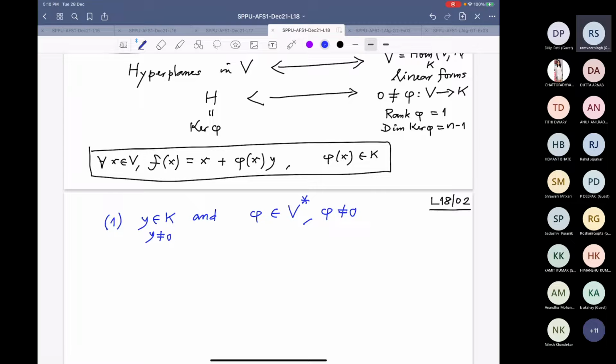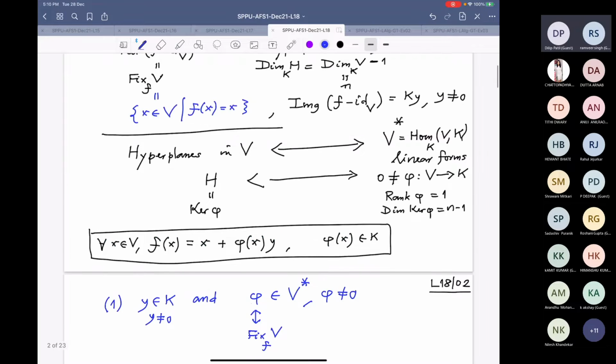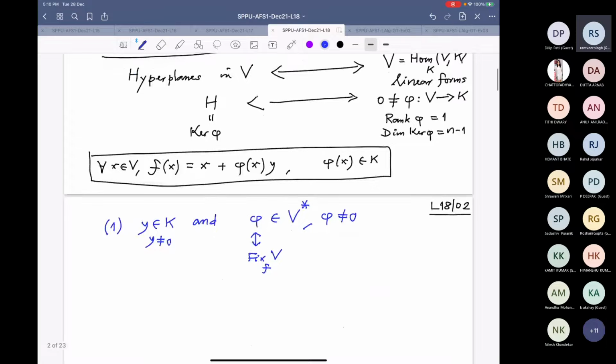All right. And this phi in fact will correspond to that hyperplane of fixed points. It's clear, because when will phi of x be 0? Precisely when it is a fixed point. So this means x belongs to the fixed points if and only if phi of x is 0. That is the meaning of these corresponding to each other.